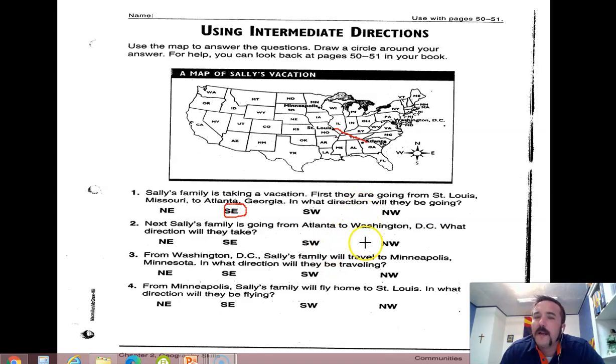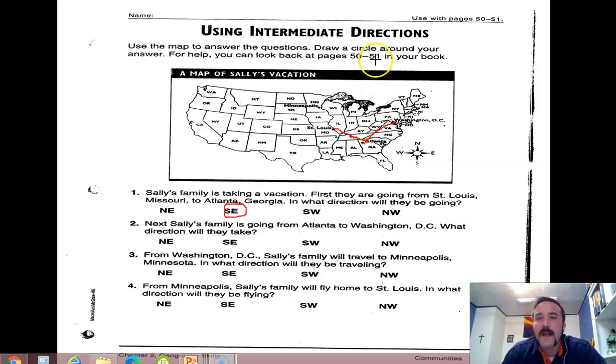The way people kind of get this mixed up is they go, okay, Atlanta, Georgia to St. Louis, Missouri. That's northwest. No. It clearly says she went from St. Louis to Atlanta. So please make sure you're following directions carefully. Okay, it says next they went from Atlanta to Washington, D.C. You can't say north and you can't say east. You have to figure out what direction, so on and so forth, they're going.